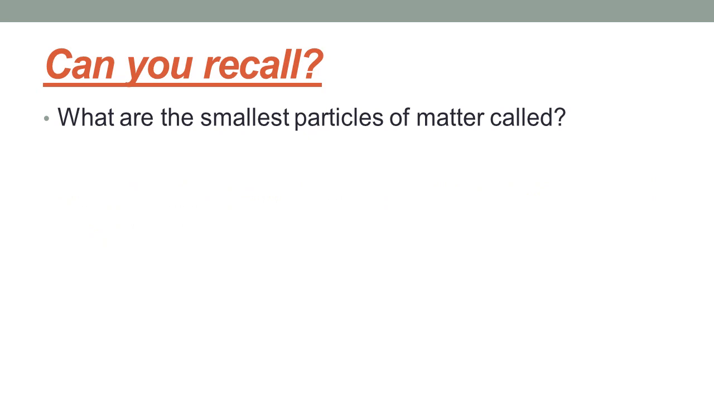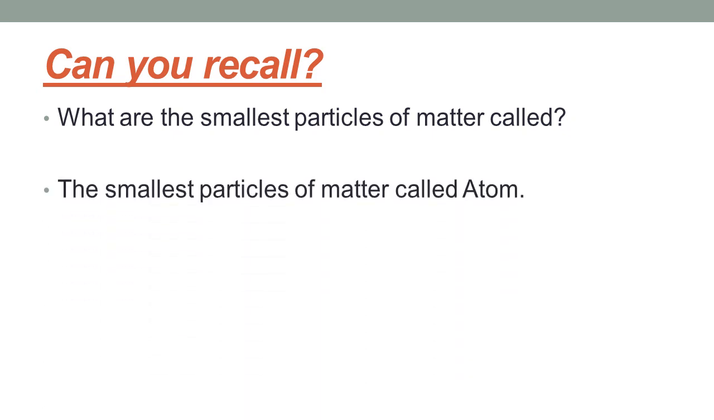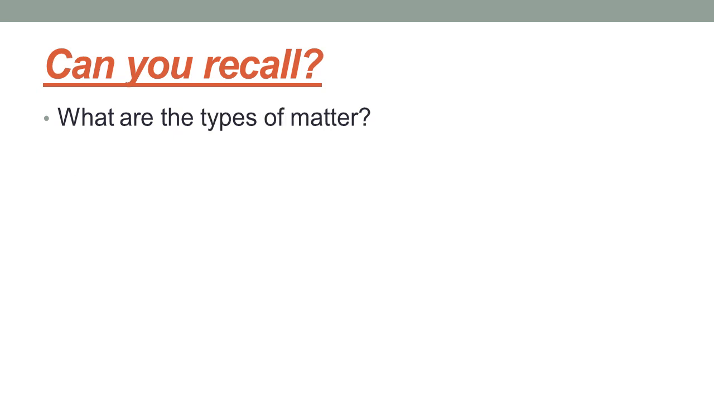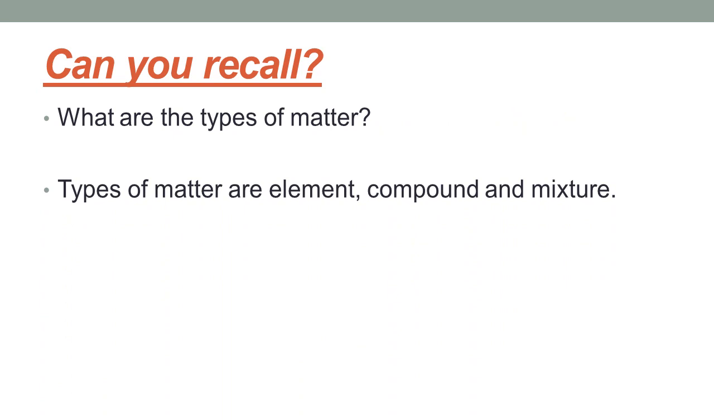What are the smallest particles of matter called? Students, this we have covered already in our previous chapter. So the smallest particles of matter are called atom. What are the types of matter? Students, there are three types of a matter, that are element, compound and mixture.